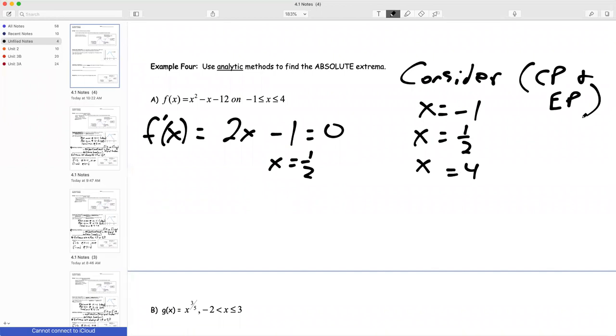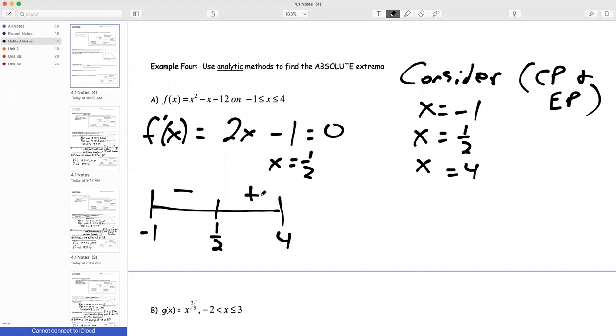And probably not necessary in this case, but I'm going to go ahead and do my sign charts. Even though I already know, since this is a parabola that opens up, that this is going to be negative and this is going to be positive. However, you can look at it. If I pick a point between -1 and 1/2, let's say 0, and I plug it into the derivative, I would get 0 minus 1, which is negative. And if I pick a point between 1/2 and 4, let's say 1, and I plug that in, I get 2 minus 1, which is positive.